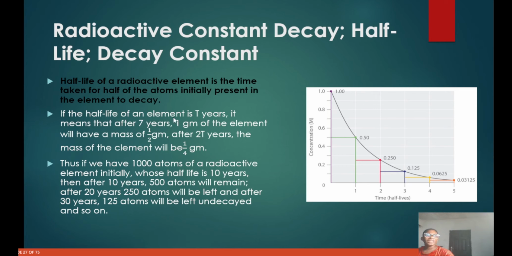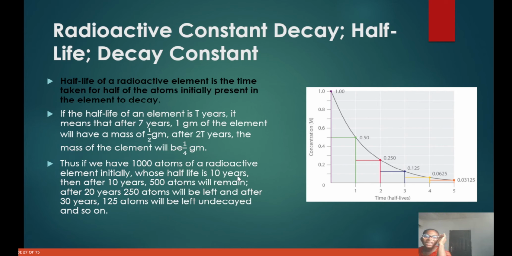If the half-life of an element is T years, it means that after T years, 1 gram of the element will have a mass of 1/2 gram. After 2T years, the mass of the element will be 1/4 of that mass. So the mass is just divided by 2 in multiples of 2.